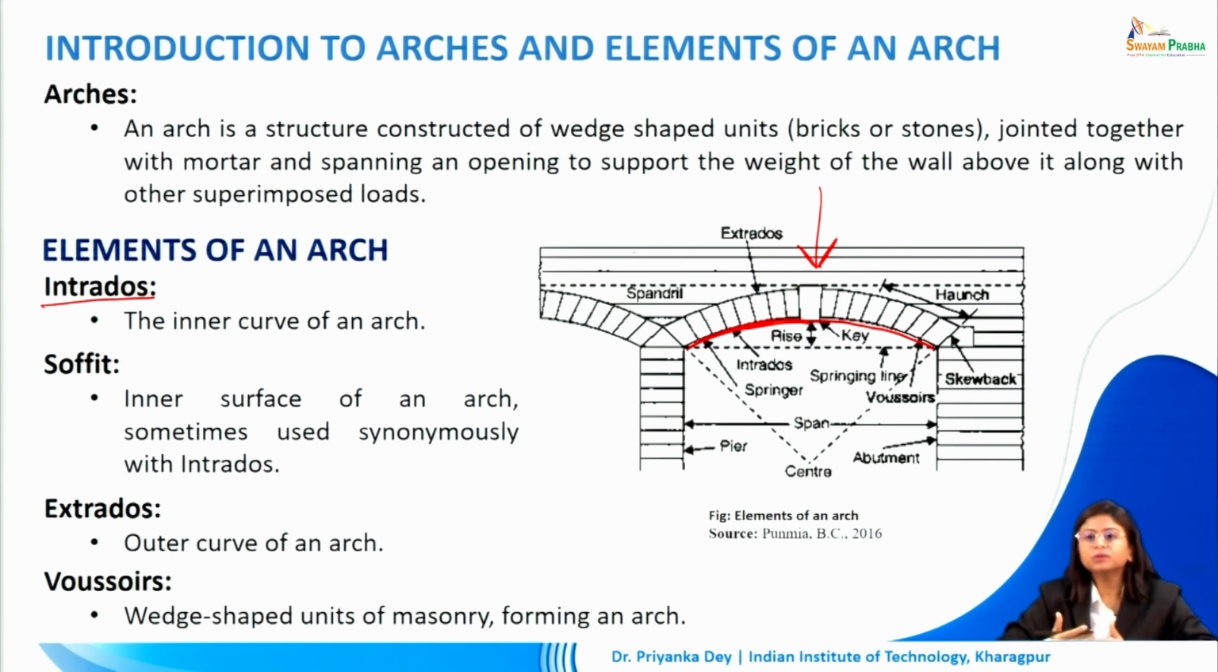The extrados is just the outer curve of this arch. So this portion is known as the extrados. The voussoirs are the wedge-shaped units of masonry which are forming this particular arch. So each of these wedge-shaped units which are placed next to each other, these are the voussoirs.